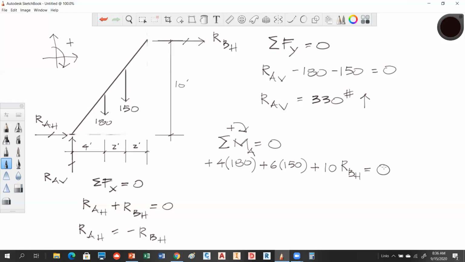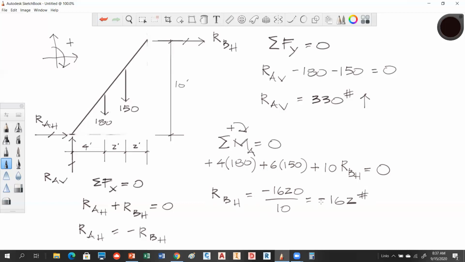You got 4 times 180 plus 6 times 150. So when I do this math here, I get 1620. So what this tells me is that RBH is going to be equal to a negative 1620 divided by a positive 10. So that gets me negative 162, that's pounds.